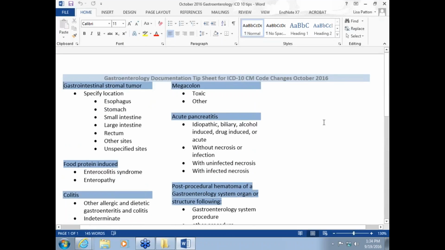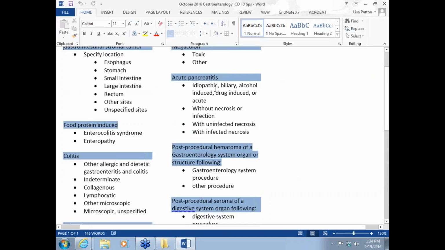So a few new codes, the one for the megacolon. Before it actually read megacolon not elsewhere classified. Now you can tell is it toxic or other. So we hope that they'll document that for us. Here with the acute pancreatitis, we actually had the idiopathic, biliary, alcohol-induced, drug-induced or acute currently, but now they're giving you the three bullets here underneath: without necrosis or infection, with uninfected necrosis, and with infected necrosis. So that's what's actually new for that one.